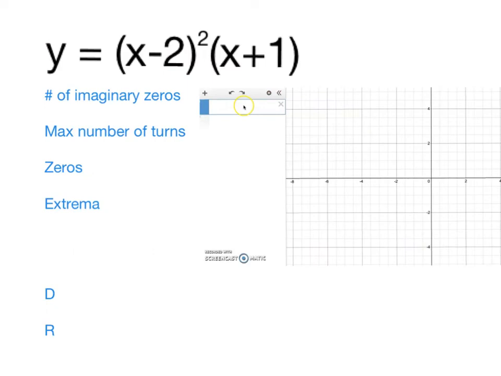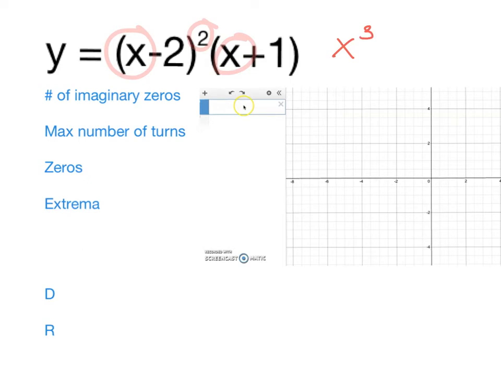Okay, so let's put this all into practice now, and we're going to use technology to help us graph this function. So this first one, y equals the quantity x minus 2 quantity squared times x plus 1. First of all, I know that this is a cubic function. How do I know that? Well, right here, this is going to produce an x squared, and I have another x right here. Overall is going to give me a cubic function, x to the third.